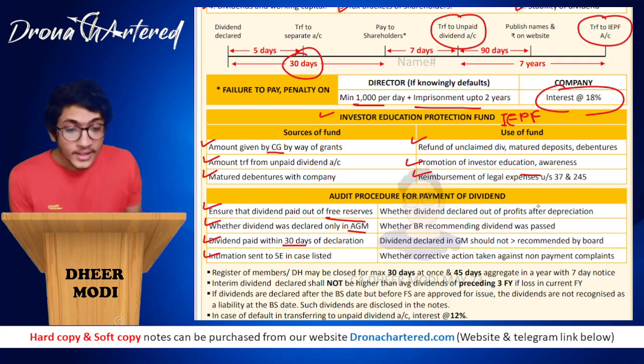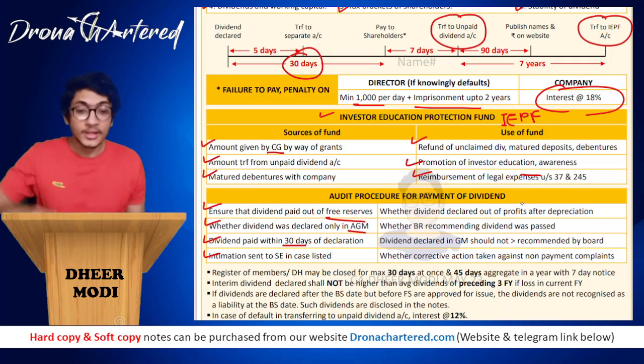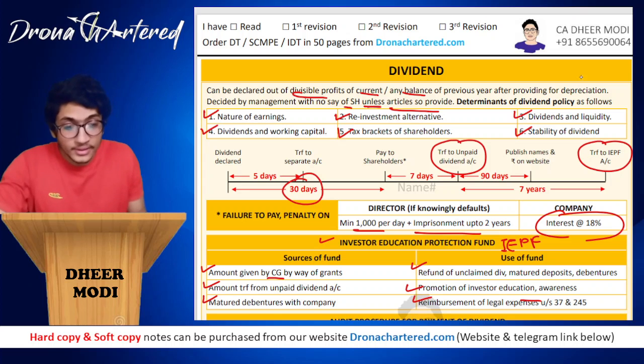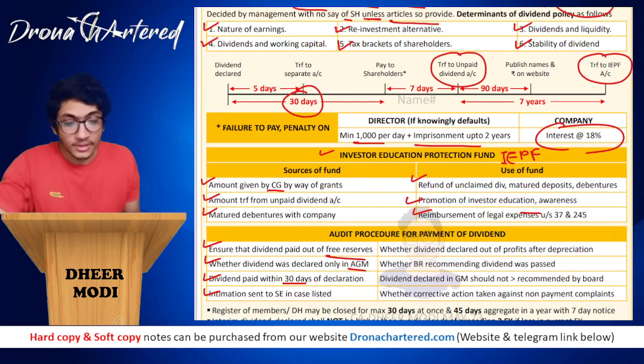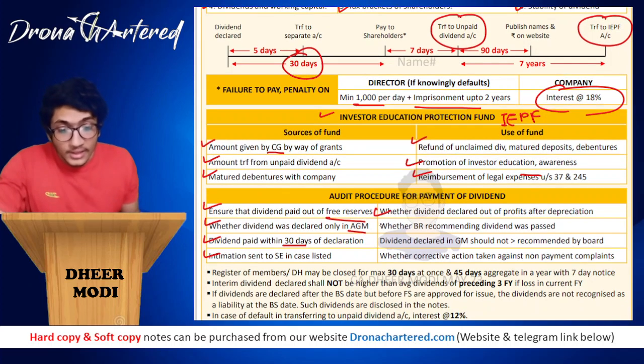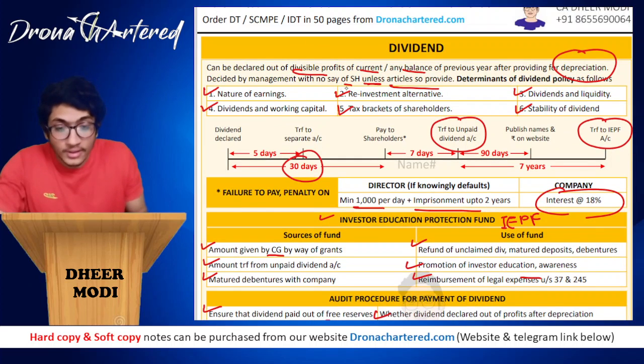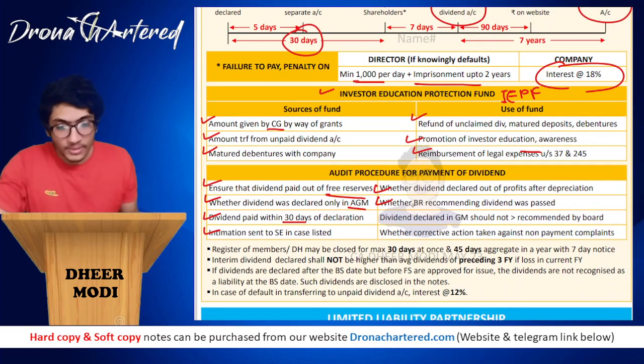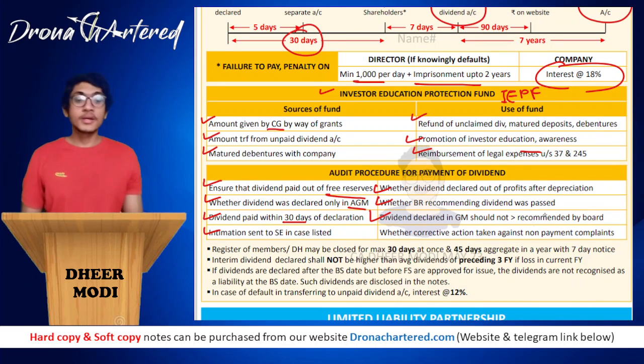Whether dividend was declared out of profits after depreciation, as we already did, after providing for depreciation. Whether a board resolution recommending dividend was passed. Over here we said it is by the management, only the board decides how much dividend has to be paid. Dividend declared in the AGM should not be greater than what has been recommended by the board.